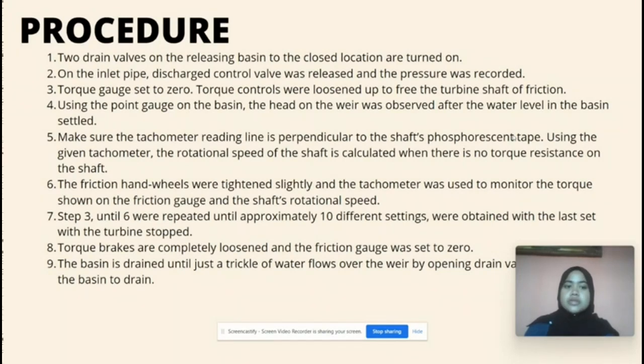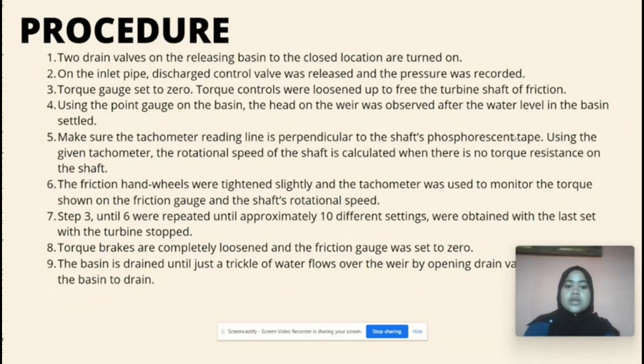By using the given tachometer also, the rotational speed of the shaft is measured when there is no torque resistance on the shaft. The friction hand wheels were tightened slightly and the tachometer was used to monitor the torque shown on the friction gauge and the shaft rotational speed. Steps 3 until 6 were repeated until approximately 10 different settings were obtained, with the last set with the turbine stopped, torque brakes completely loose, and the friction gauge set to 0.